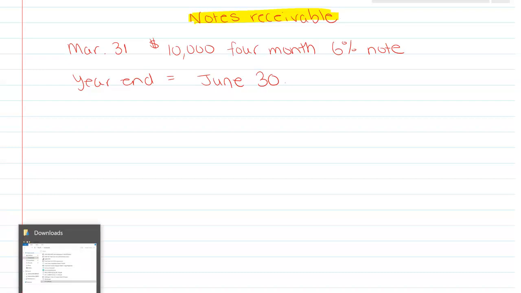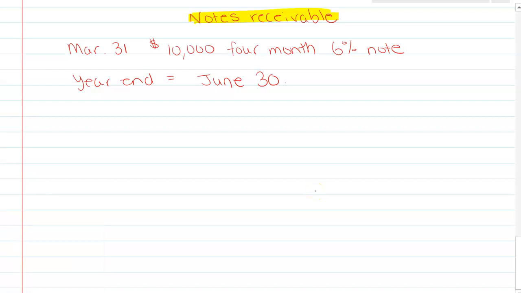In this video, we're going to go through the journal entries that we'd make for a notes receivable. So if we look at this example, it says on March 31st, we had a $10,000 4-month 6% interest note, and the year end is June. So there's two ways that this $10,000 note could have been created.